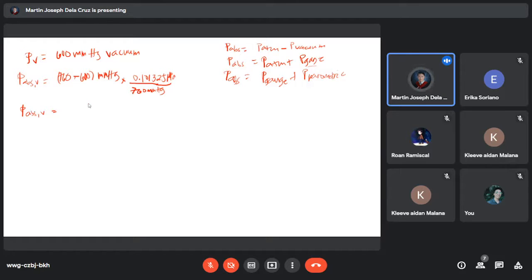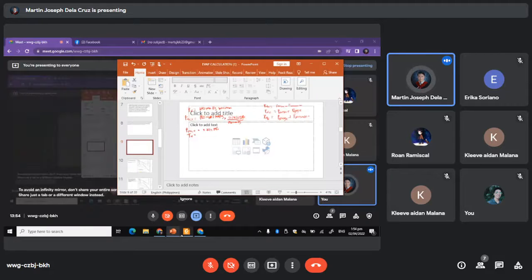So, I think this is around 0.0213. 0.0213, right? Megapascal. So, in this class, so since we have now your pressure of your absolute in vapor, we can now get your temperature naman, temperature of your vapor. So using your here, thermodynamic properties of water.